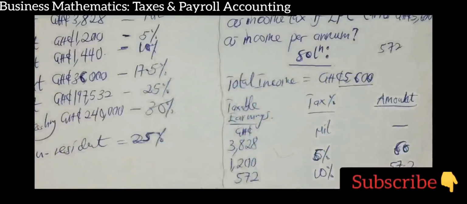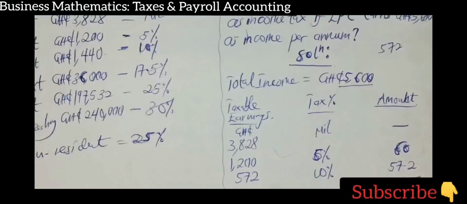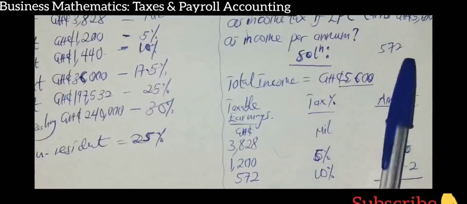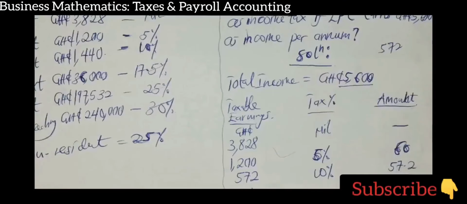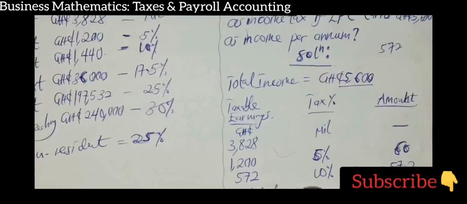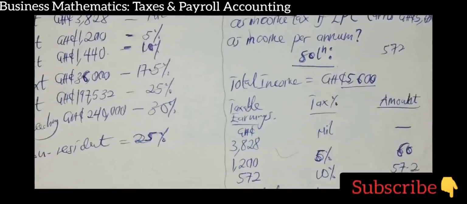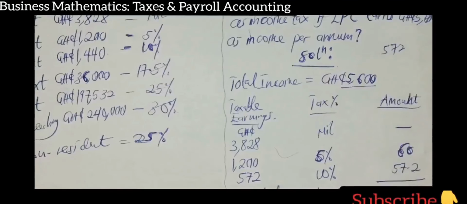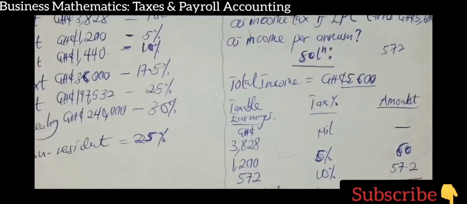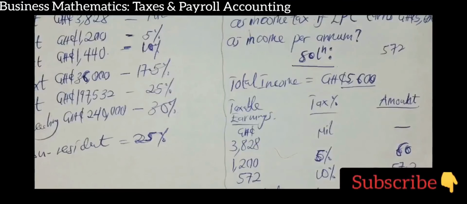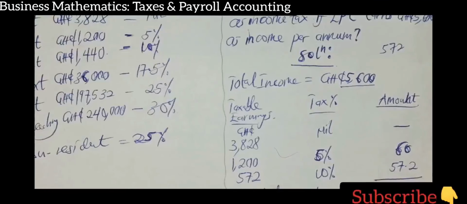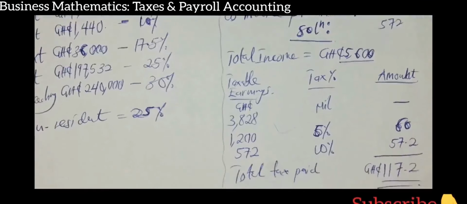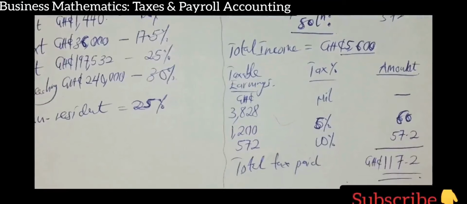Meaning that I can safely say that therefore my total tax that I can pay per annum on the basis of the 5,600 I earned will be, so total tax paid, I'll add 60 plus 57.2, then I can have 117.2 Ghana cedis as my total tax that I paid for the period. So that is how it goes.